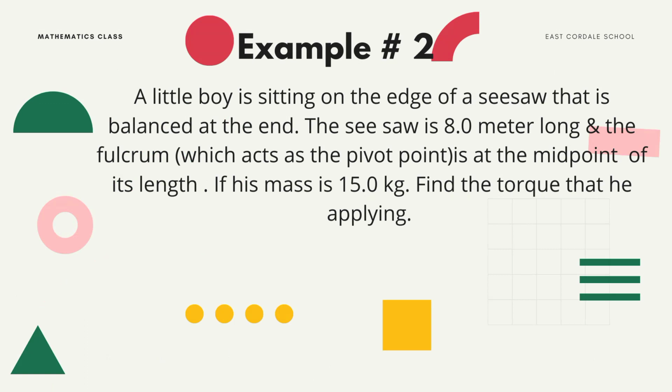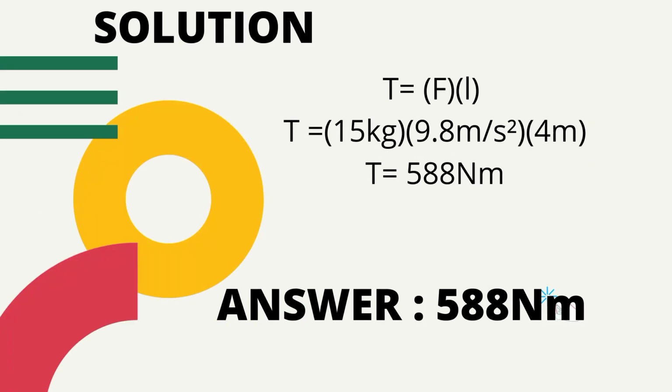Case number 2. A little baby boy is sitting on the edge of a seesaw that is balanced at the end. The seesaw is 8.0 meters long and the fulcrum, which acts as the pivot point, is at the midpoint of its length. If his mass is 15.0 kg, find the torque that he is applying.